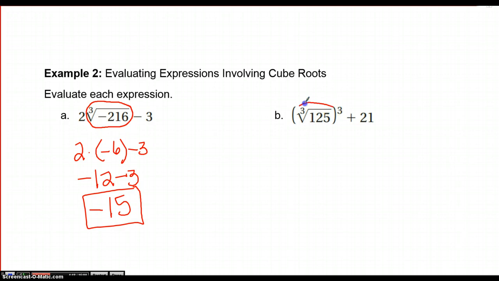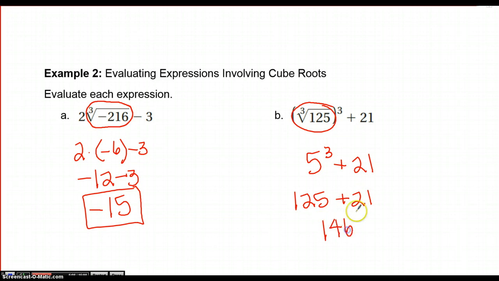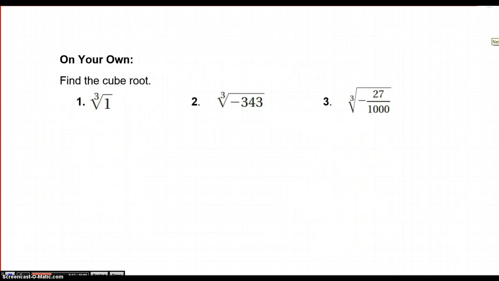Part B, you do the cube root of 125 first. This would be one that I think you could have memorized, and that is 5. 5 times 5 times 5 is 125. So then you need to do 5 cubed plus 21. So you're basically undoing that. So that's 125 plus 21, and that gives you 146 as your answer.